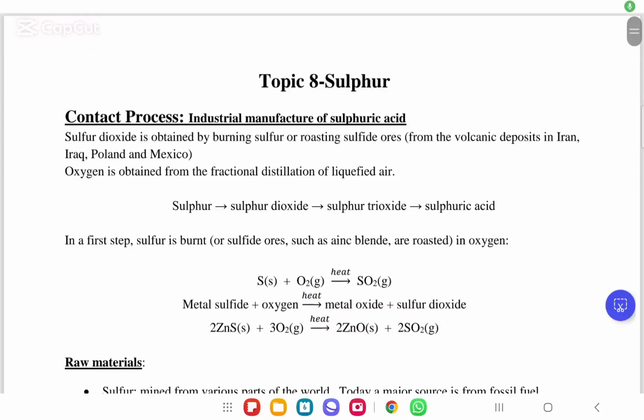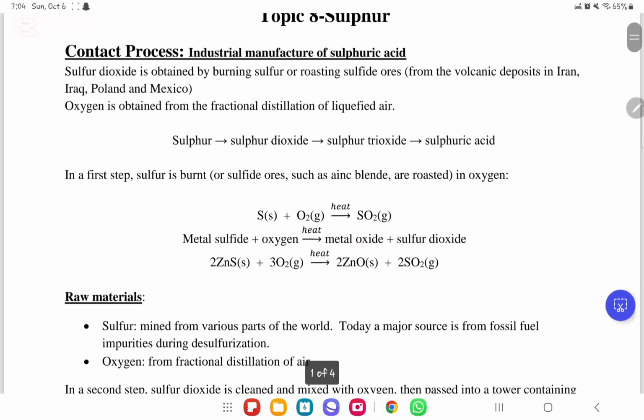Hello guys, so now I'll be explaining the topic 8 sulfur notes and their questions as well. So basically, sulfur is all about reading and memorizing, but let's do it together. Contact process, industrial manufacture of sulfuric acid. So how do we produce sulfuric acid?